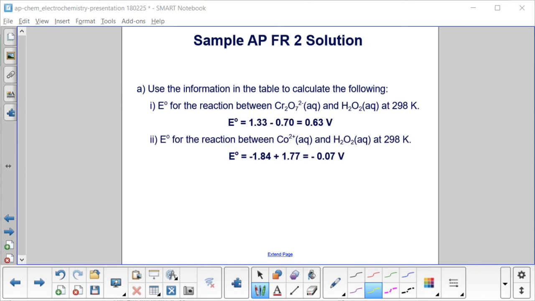Okay, so in order to do this, I just had to go back and look up the cell potentials for the dichromate and the hydrogen peroxide and the cobalt to find the cell potential. So I get 1.33 minus 0.70 for the dichromate and hydrogen peroxide, and I get minus 1.84 plus 1.77 for the cobalt and the hydrogen peroxide, which is minus 0.07.